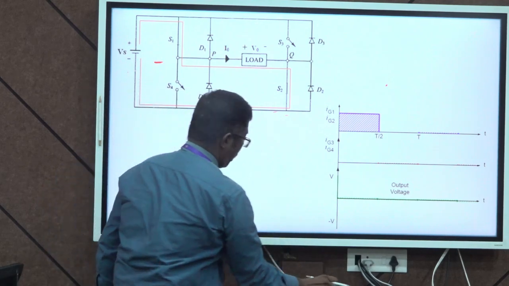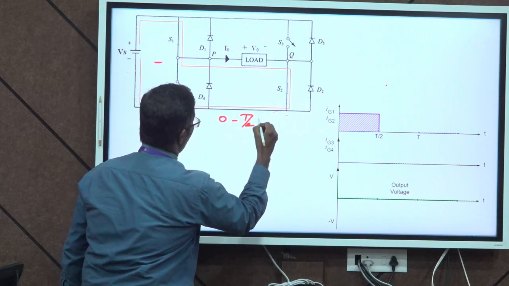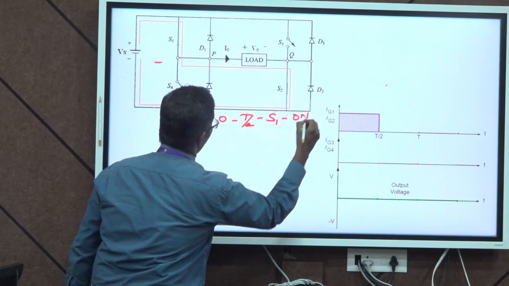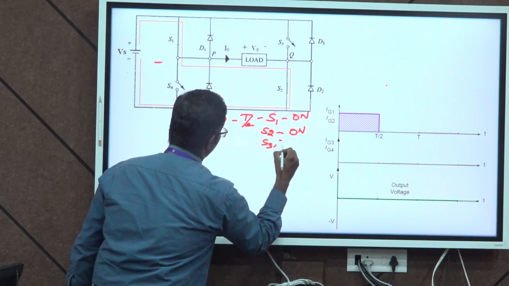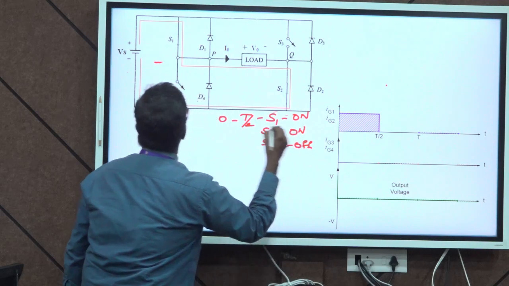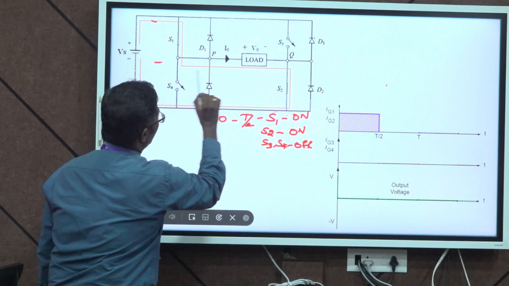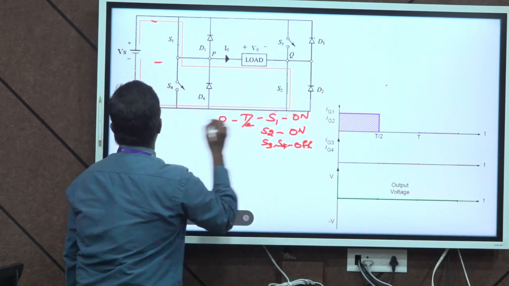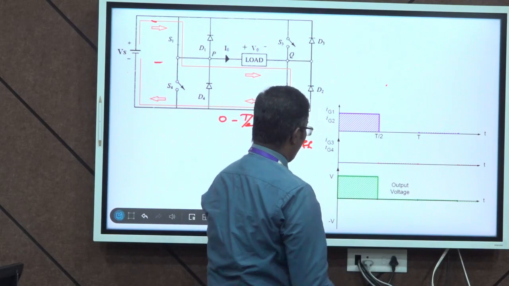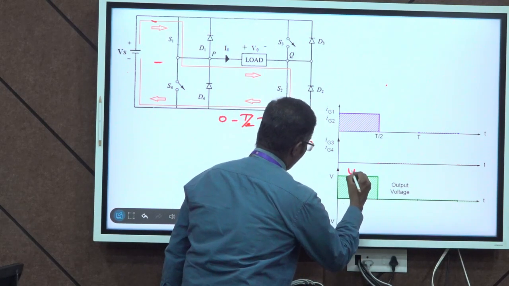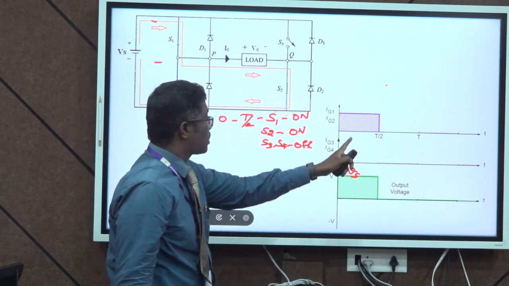This is the first time period, 0 to T by 2. During this time period the switches S1 and S2 are turned on, and S3 and S4 are turned off. So, the current flows from the positive terminal of the battery to switch 1, then to the load, then to switch 2, and then to the negative terminal of the battery. The output voltage we get will be equal to Vs, and the current flows through switch 1 during this time period.